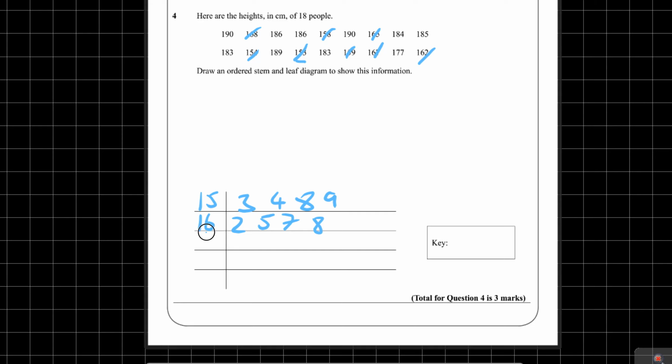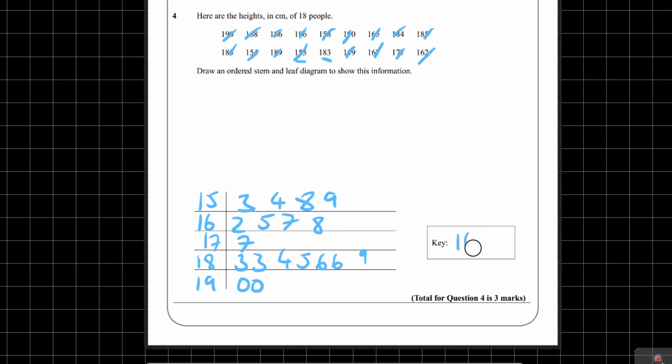Then we move on to the 170s, so 177, and that's the only one in the 170s row. Then we've got the 180s, and the lowest one is 3, then we've got 4 and 5. We missed a 3 here, so we want to remove the 4 and 5, and substitute in the 3, then the 4, and then the 5. So you should have two 3s, 4, 5, and then two 6s, and then a 9. The last ones are two 190s, so 0 and 0.